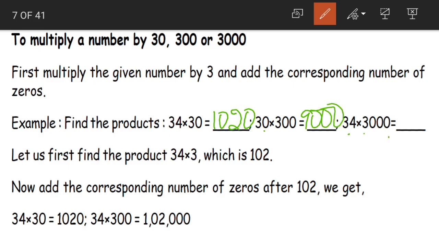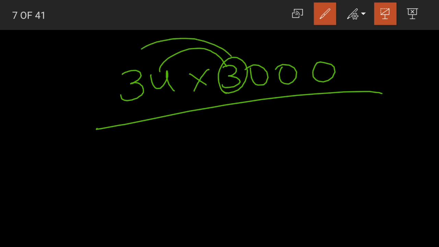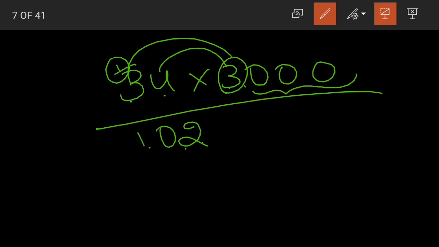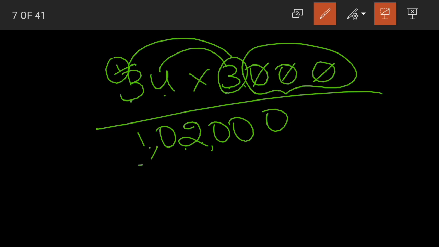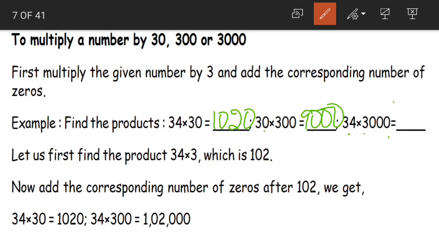Now 34 into 3000. 34 into 3000. Again multiply 3 with 34. 3 fours are 12, 1 carried. 3 threes are 9 plus 1, 10. So 102 is the product, and in 3000 we are having how many zeros? 1, 2 and 3. So even in the product to the right we'll write 3 zeros. 1,02,000 becomes our product here. 34 into 3000 is equal to 1,02,000.